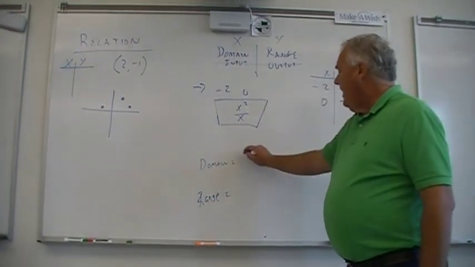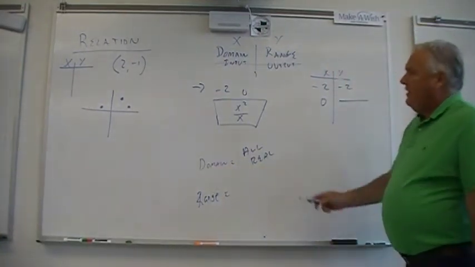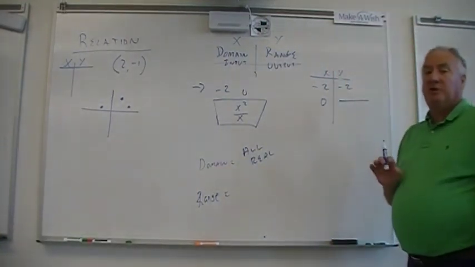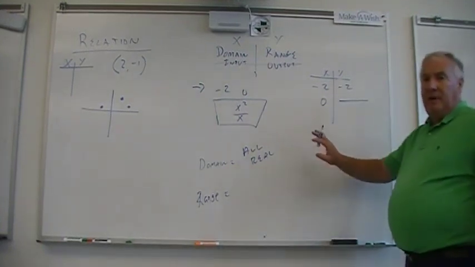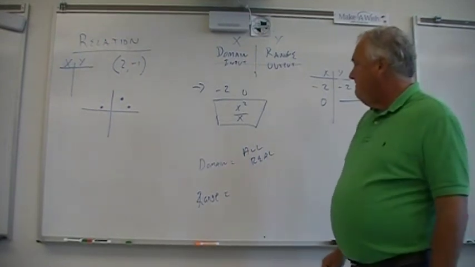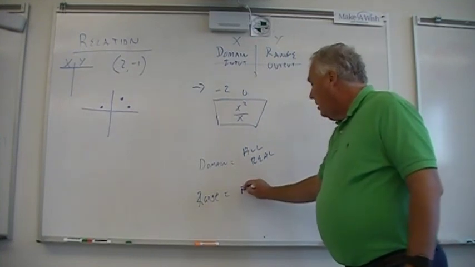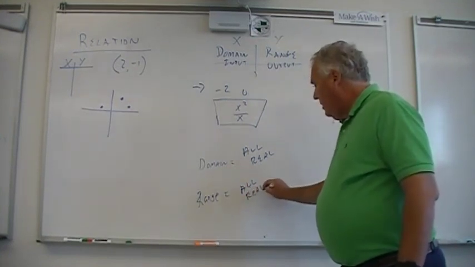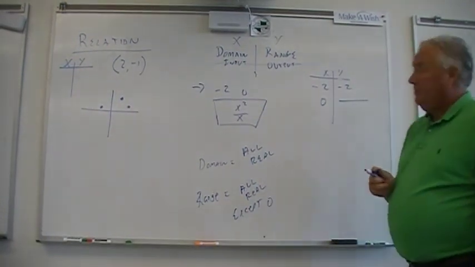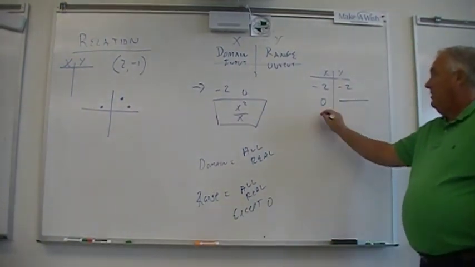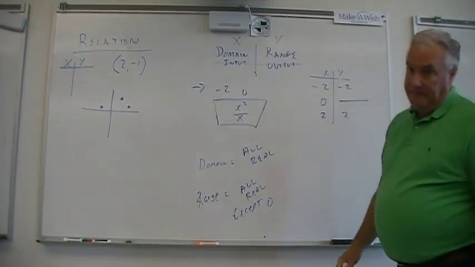Okay? So the domain is all real numbers. You could put anything in for x. There's no restrictions on that. And we'll talk later about restrictions on domain, because there are. Range: all real numbers except 0. So that's the restriction. You can't have 0. You could have 2. 2 squared is 4. 4 divided by 2, you get 2.